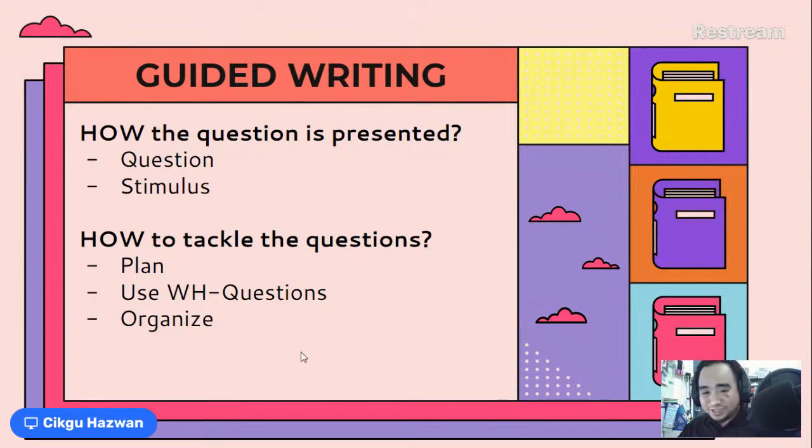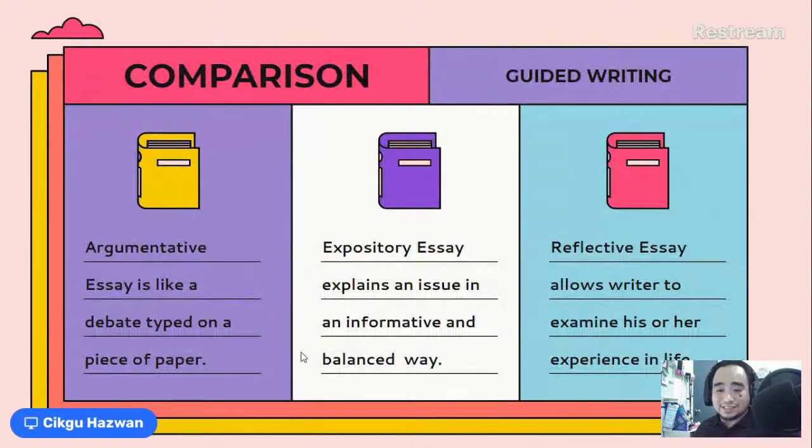Okay, let's move on to the comparison between argumentative, expository, and reflective essay. Okay, if you can remember just now, I mentioned that these three, they have a very thin line separating them. Okay, nampak sama tapi bukan dia. Okay, so argumentative, the keyword for argumentative is argue. So what kind of argument that you are going to write? So imagine you are in a debate. So argumentative essay is like a debate type on a piece of paper.